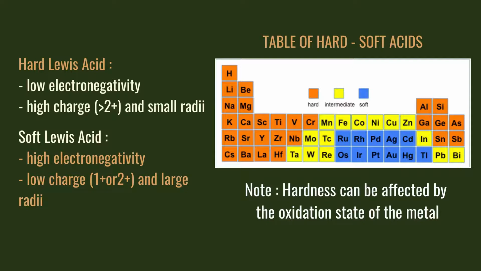However, the hardness can be affected by the oxidation state of the metal. Hard acids are typically metal ions with high positive charges and smaller ionic sizes. Early transition metal ions in the 3d series tend to be hard Lewis acids. Soft acids are typically transition metals with a +1 charge, like copper, or that are in the late 4d and 5d series, like cadmium 2+ and mercury 2+.